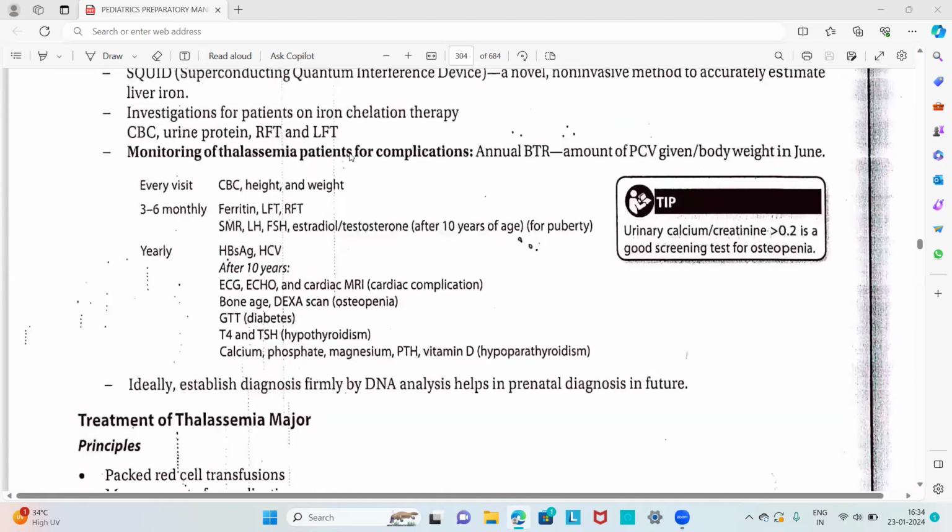Then monitoring of thalassemia patients for complications: if a patient is confirmed with thalassemia, in every visit we have to look at the CBC, height and weight to assess for growth retardation. Every 3 to 6 months we have to look at ferritin, LFT, RFT, sexual maturity rating and LH and FSH, estradiol or testosterone. Yearly we have to look at HBsAg and HCV to look for any transfusion associated infection. Also ECG, echo, cardiac MRI to rule out any iron overload, bone age and DEXA scan. So all these should be done in the monitoring of thalassemia patients.